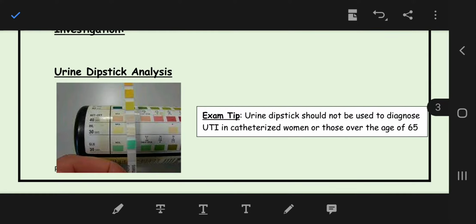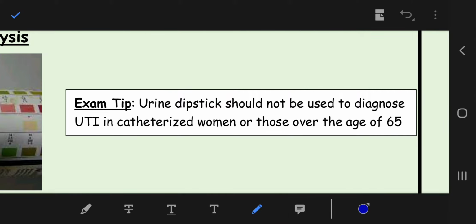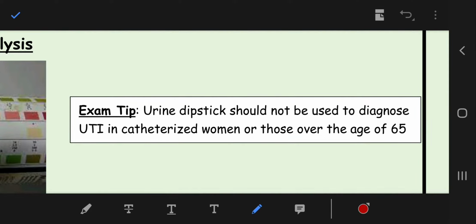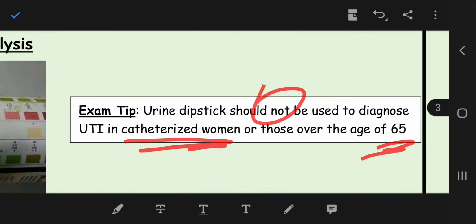Investigation. Right, we have all seen this in our clinic or in the hospital when we have worked, a urine dipstick analysis. What do we need to know for the PLAB exam? I want to zoom in on this box here, exam tip. This dipstick should not, let me circle that word not, so in case we don't understand the word, should not be used to diagnose UTI in 2 groups of patients. I already mentioned one of them, catheterized patients, and women above the age of 65. We don't use a urine dipstick to diagnose.